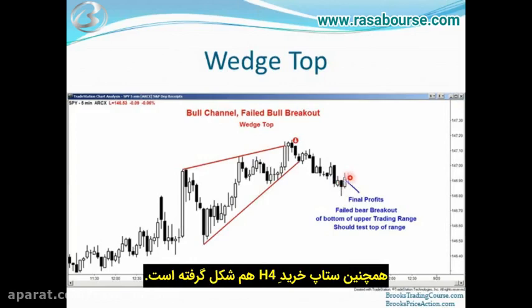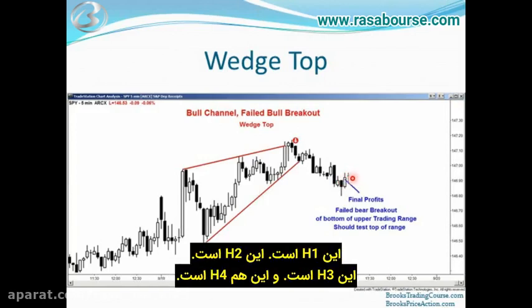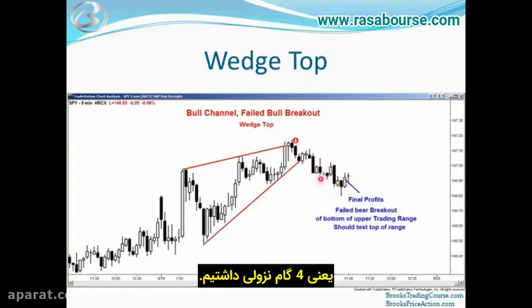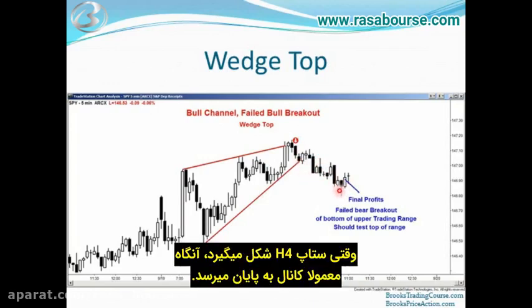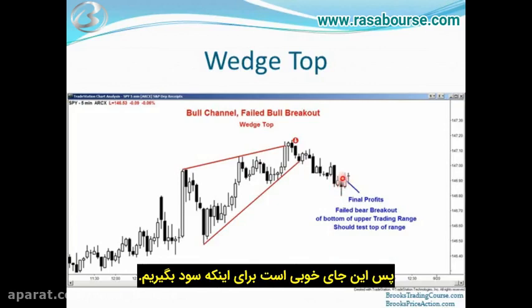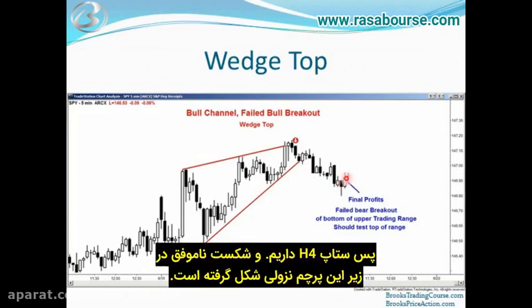It's also a high 4 buy. There's a high 1, a high 2, high 3, high 4. 4 pushes down, and channels often end with high 4s. So this is a reasonable location for taking final profits. A high 4, possible failed breakout below this bear flag.